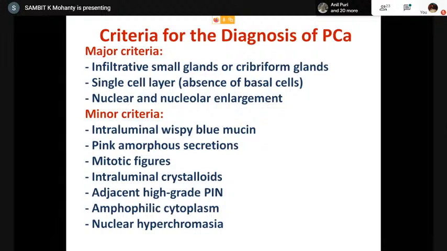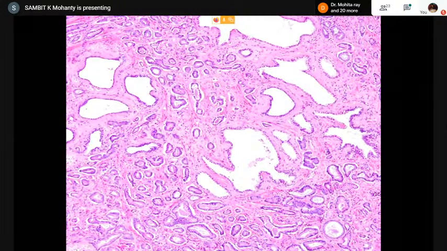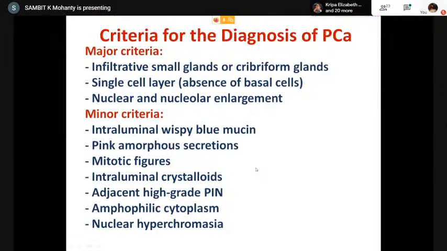So the major criteria are infiltrative small glands. These are the larger glands. These are large normal glands. Prostatic acinar adenocarcinoma, most of the time, is a small gland disease, or a proliferation of small glands. These are benign glands, and these are the malignant glands. These are benign. This one, this one, this one, this one. These are all benign glands. So what you see, you have infiltrative glands which are going in between benign glands.